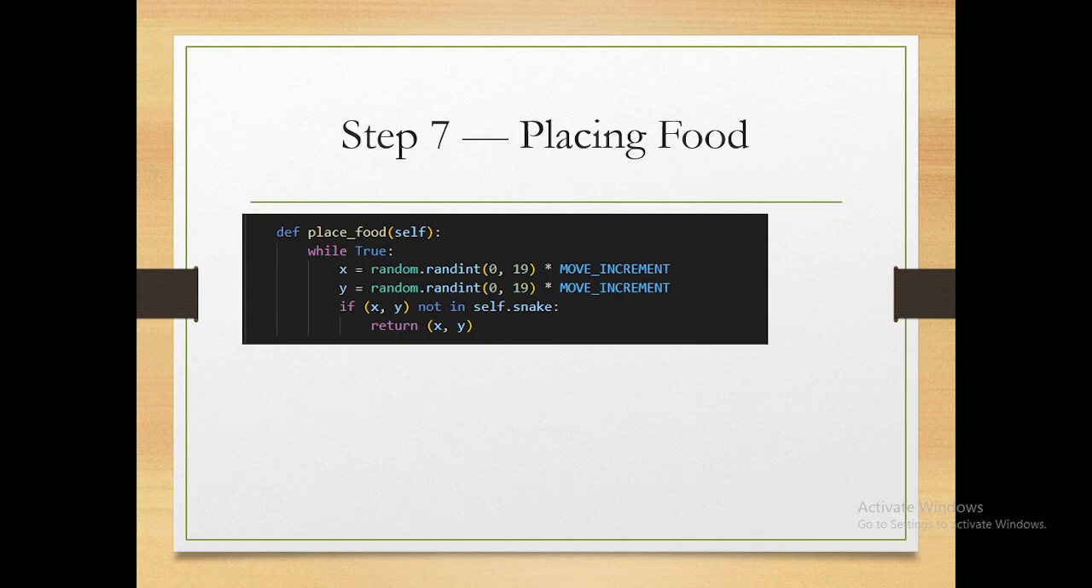Then we check, is this new position already part of the snake's body? If it's not, we return it as the food's location. If it is, the loop continues until we find an empty spot. This way, food never appears inside the snake.